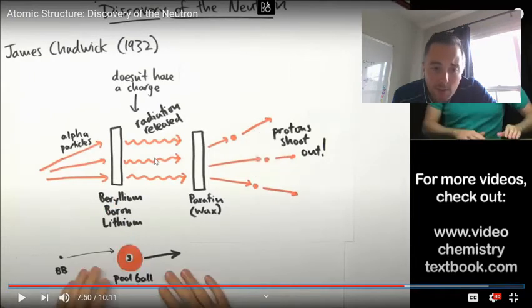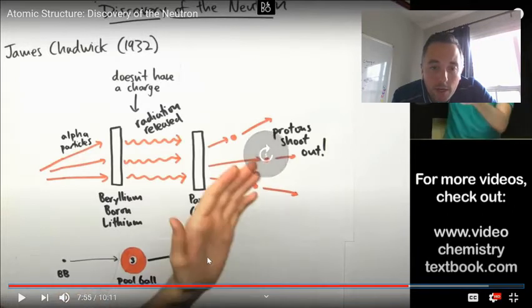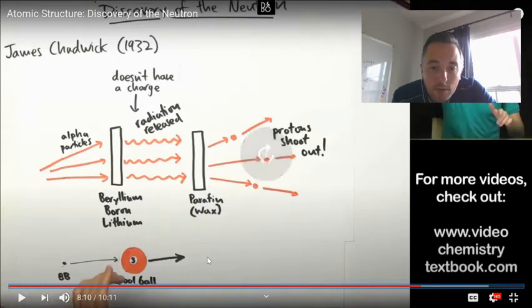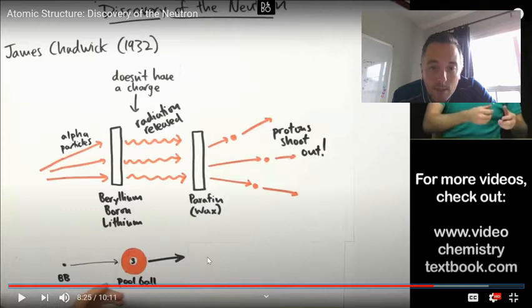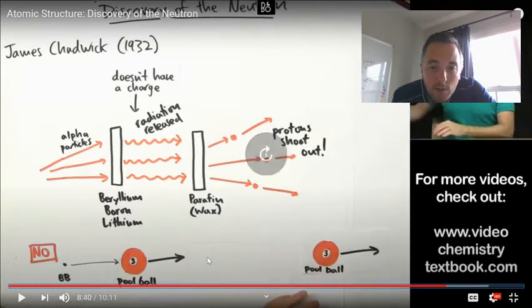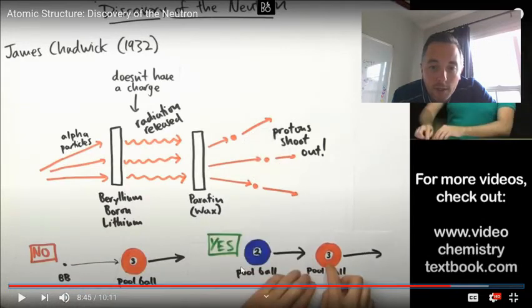And so he uses this example at the bottom. If it was something that was really small, like a BB, and it hit a pool ball, you wouldn't see the protons shoot out that far. So whatever's hitting the protons has to be about the exact same size as the protons. So imagine basically a pool ball hitting another pool ball, only this pool ball has no charge. And this essentially is how the neutron was discovered.